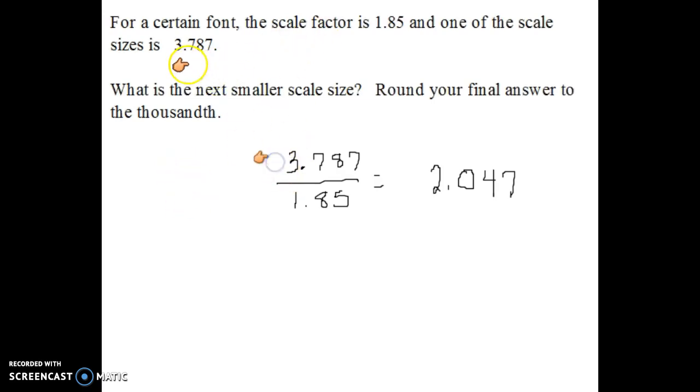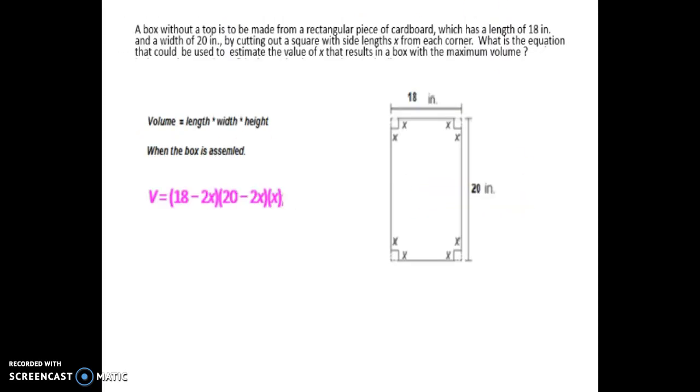So if you go in reverse, you're going to take the inverse of multiplying, or the opposite, which is dividing. So if we take our font size, 3.787, and we divide by our scale factor, then the next smallest size will be 2.047. Remember, if they say round to thousandths, that is 3 decimal places.